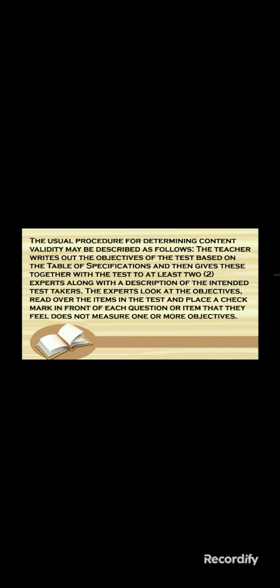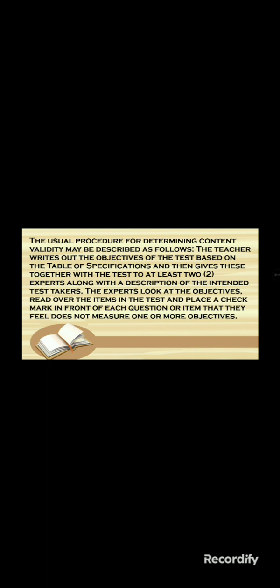The usual procedure for determining the content validity may be described as follows. The teacher writes out the objectives of the test based on the table of specifications and then gives this together with the test to at least two experts along with a description of the intended test takers. The experts look at the objectives, read over the items in the test and place a check mark in front of each question or item that they feel does not measure one or more objectives.